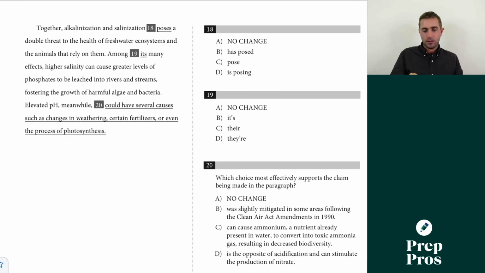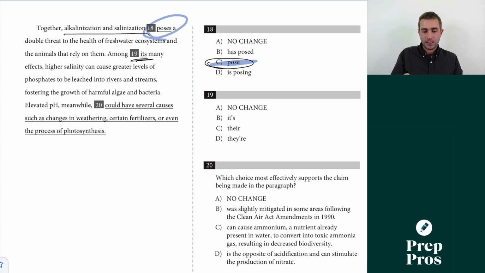Question 18 here. This is our subject-verb agreement once again. This one's a little bit simpler. Alkalinization and salinization, that's plural, so we could also plug in they. We could only say they pose. All the other answer choices here, he poses, he has posed, he is posing, the same, you could plug in she. Those are all singular. That's how we can tell those are all wrong.